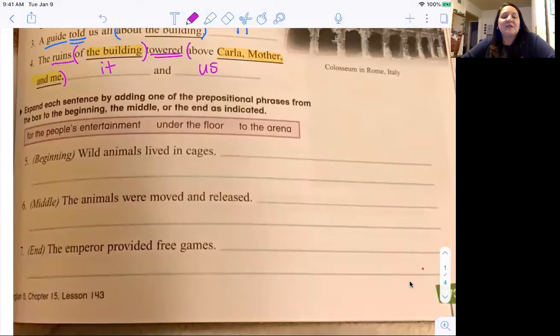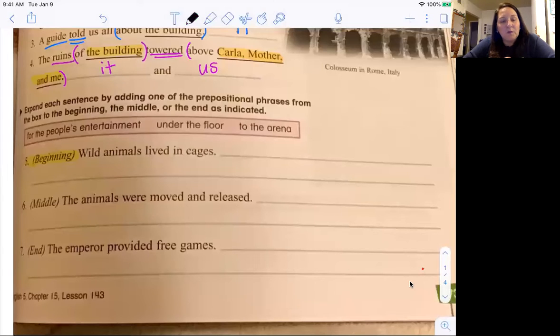Okay. Let's look at the next part. It says expand each sentence by adding one of the prepositional phrases from the box to the beginning, the middle, or the end as indicated. So for sentence number 5, they're telling us we need to do the beginning of the sentence. Wild animals lived in cages. So we're going to say for the people's entertainment, wild animals lived in cages. We're going to say under the floor, wild animals lived in cages, or to the arena, wild animals lived in cages. To the arena doesn't really make sense, right?